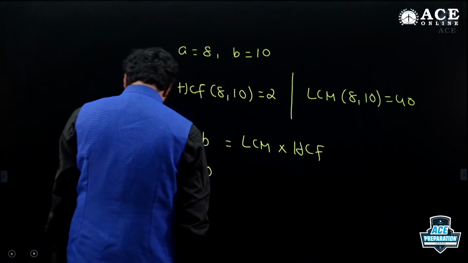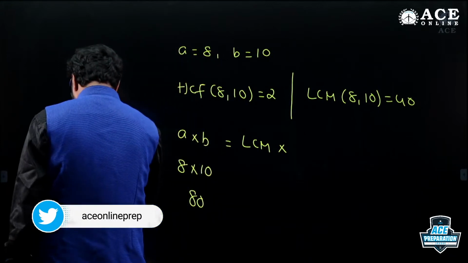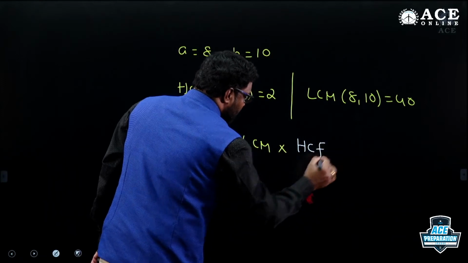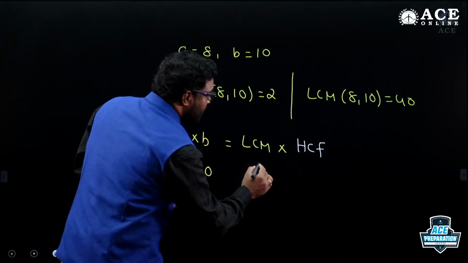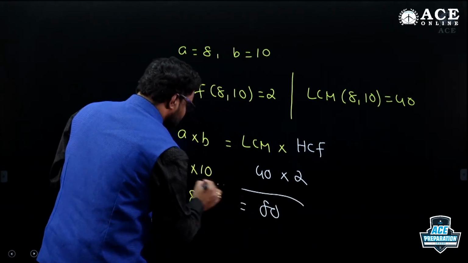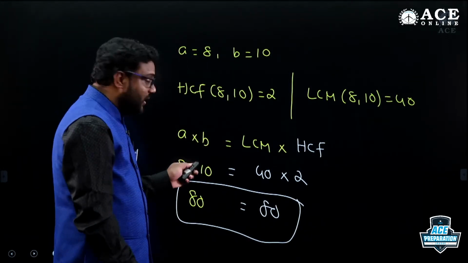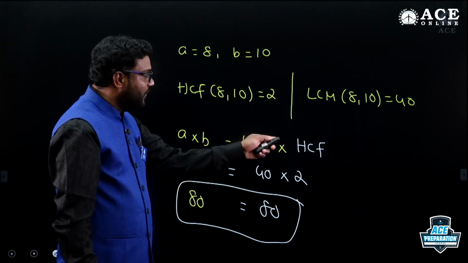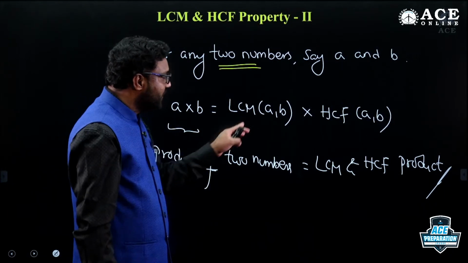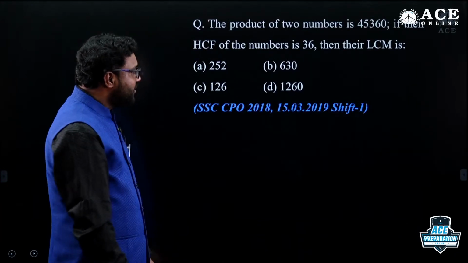Nearly we have more than 10 questions related to this second property alone, my dear friends. You can understand the importance of this. They are giving a variety of questions related to this property. You may think this is very simple, but there are a lot of questions given. Yes, LCM is 40, HCF is 2. Both are 80 and 80 here, equal. So guys, keep in mind, product of 2 numbers is nothing but equal to LCM and HCF product. For any 2 numbers, let's say A and B, product of 2 numbers must be equal to LCM and HCF product. Right. Now see the first question related to that, my dear friends.